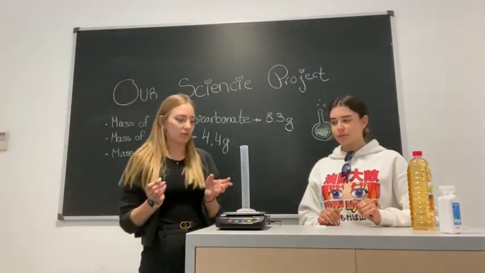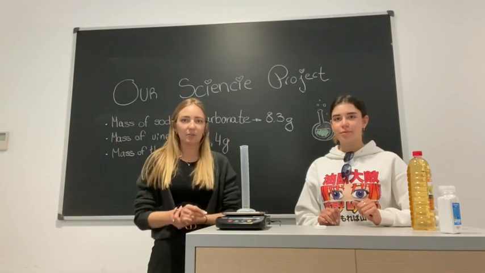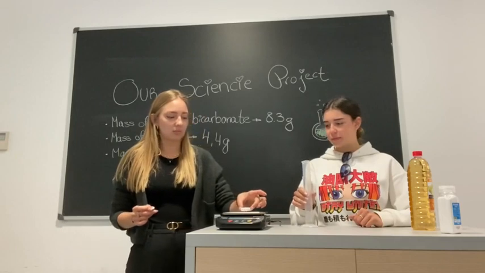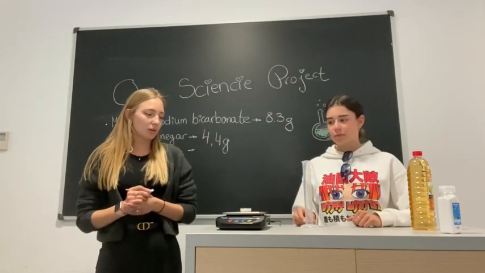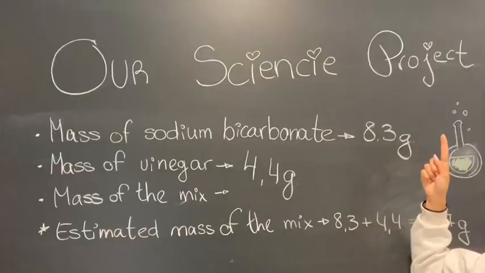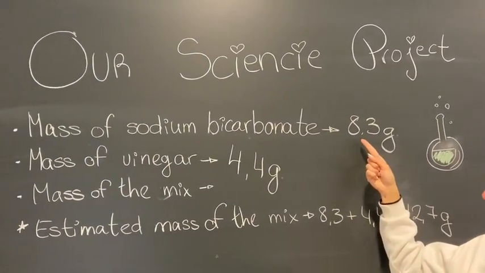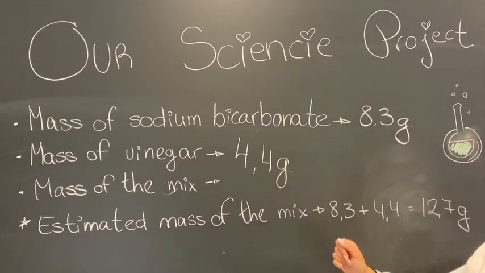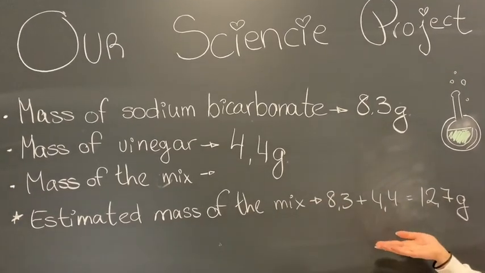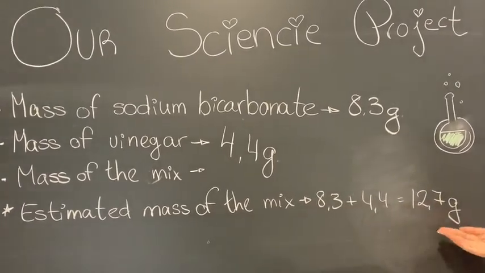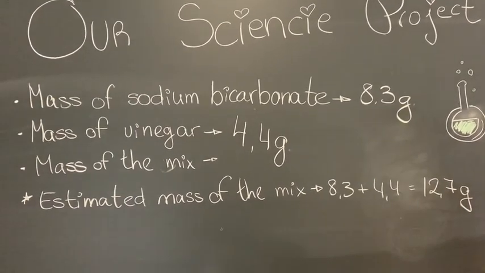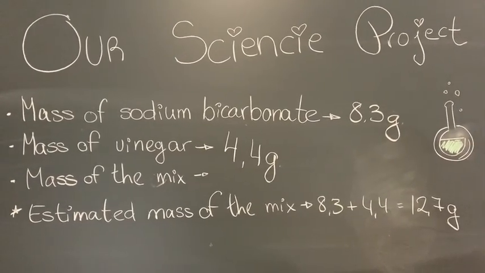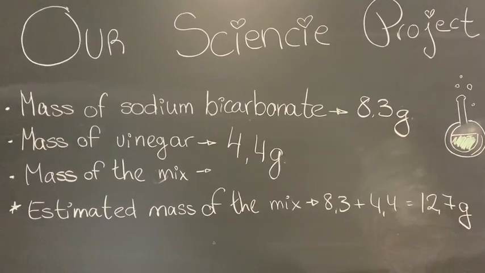And now we are going to mix them together and see the chemical reaction that it produces. So we are going to set the sodium bicarbonate first on the measurement and the weight, and now we are going to add the vinegar. So the measurements that we have are 8.3 grams of sodium bicarbonate and 4.4 grams of vinegar. So if we would just mix both of the substances, we would have the mass of 12.7 grams. But as we expect to have a chemical reaction, we think that the weight might be different to just the sum of the weight of the two sources.